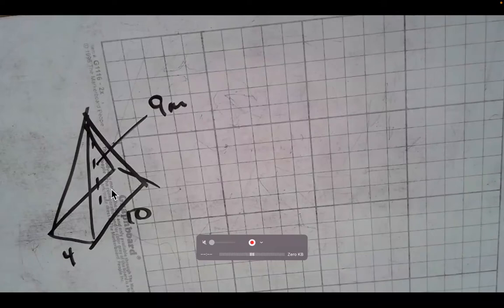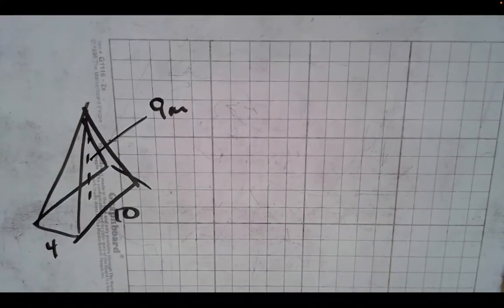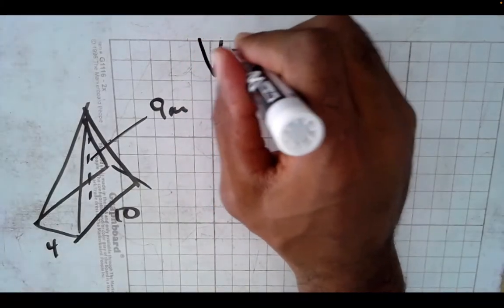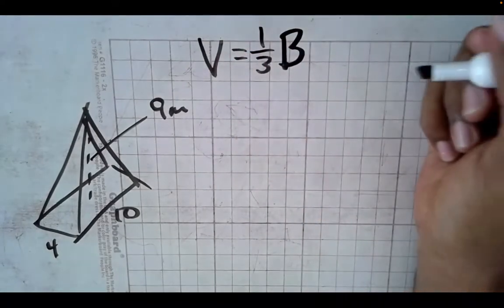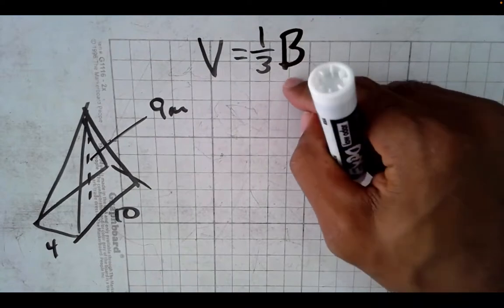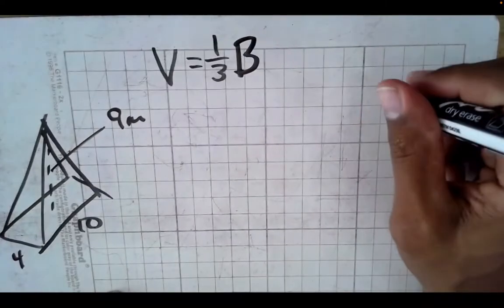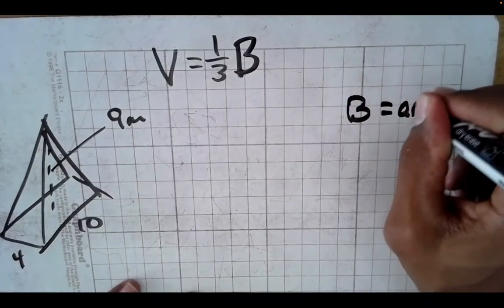So over here you can see that it's got a rectangular base and it has a height of 9. And when you find the volume of any type of triangular or pyramid shape, volume is equal to 1/3 times big B, which does stand for base, but specifically what that means is area of the base.